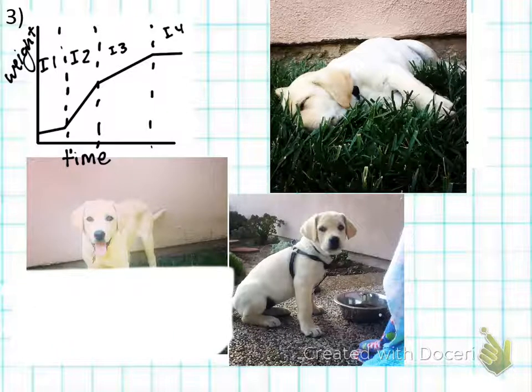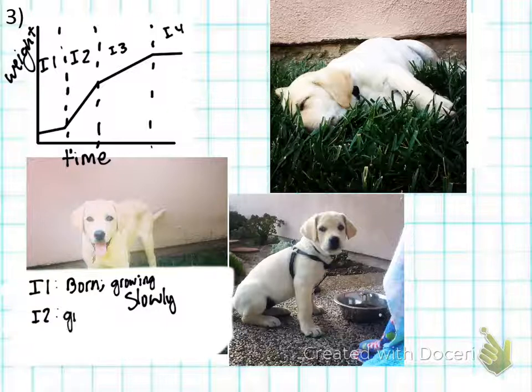Okay, so Rue was, in interval one, born and growing slowly, right? Is she growing quickly or slowly? Born, growing slowly. Okay, good. And then in about two months, what happens in interval two? She's growing a lot. Or is that the right word to use, a lot? Fast or quickly, right? Growing fast, okay?